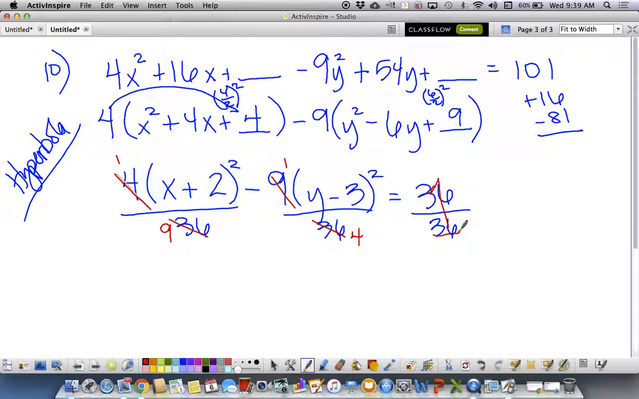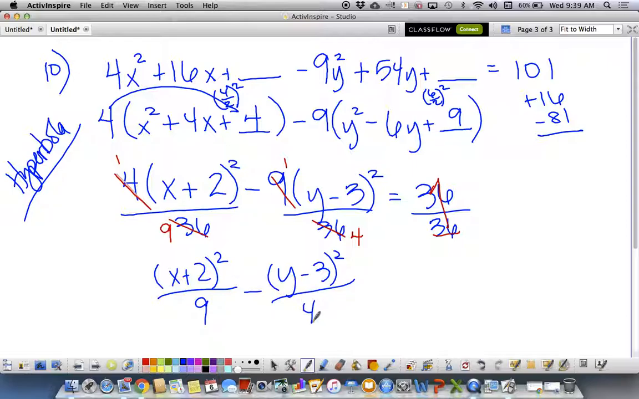Correct? Let's go back to x plus 2 squared divided by 9, or I might even say 3 squared in the denominator, minus y minus 3 squared divided by 4. We might even say 2 squared equals 1. We have written it in standard form. There's 3 questions to this. What is it? Hyperbola. Write it in standard form. And then can you sketch a graph?